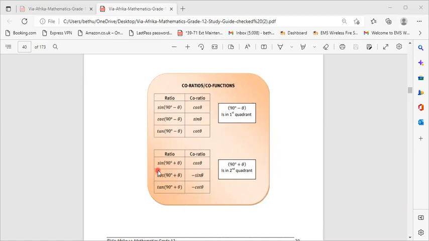Now, when we move along to 90 degrees plus theta angles, which lie in the second quadrant, sine 90 degrees plus theta can be expressed as cos theta. So its co-ratio is cos theta. Cos 90 degrees plus theta is negative sine theta. And then tan 90 degrees plus theta is equivalent to negative cot theta. So kindly know these co-ratios because these are critical in the exam and they are not provided in the formula sheet.